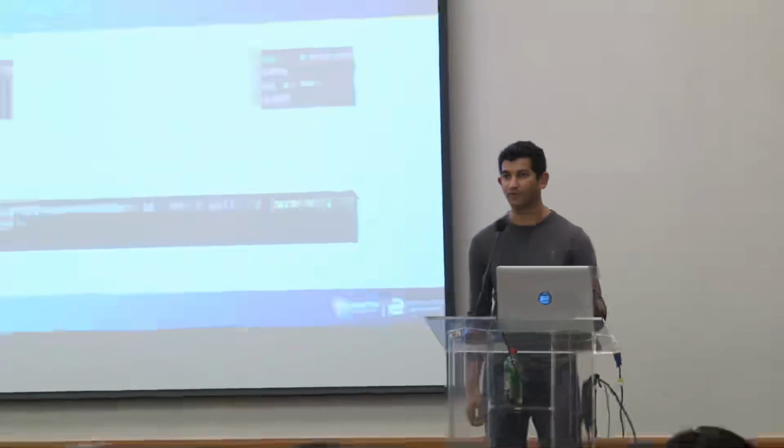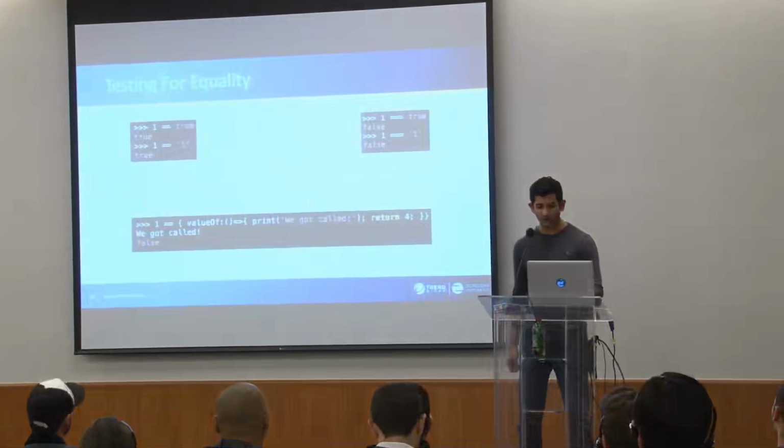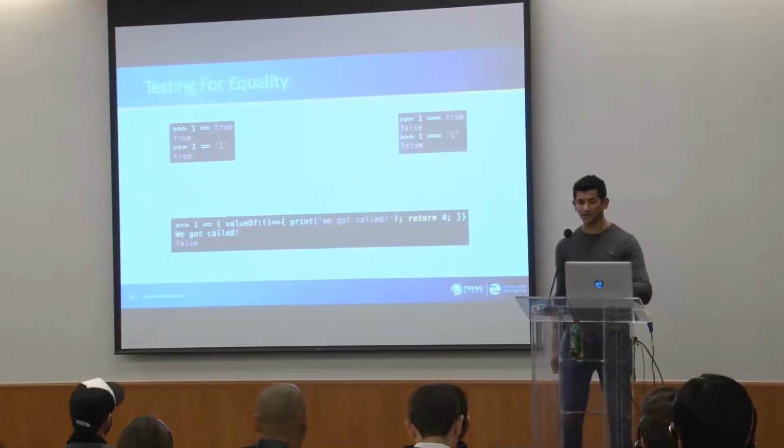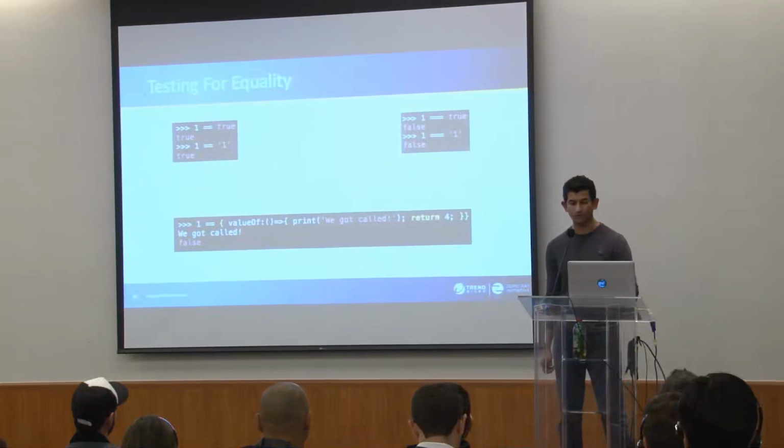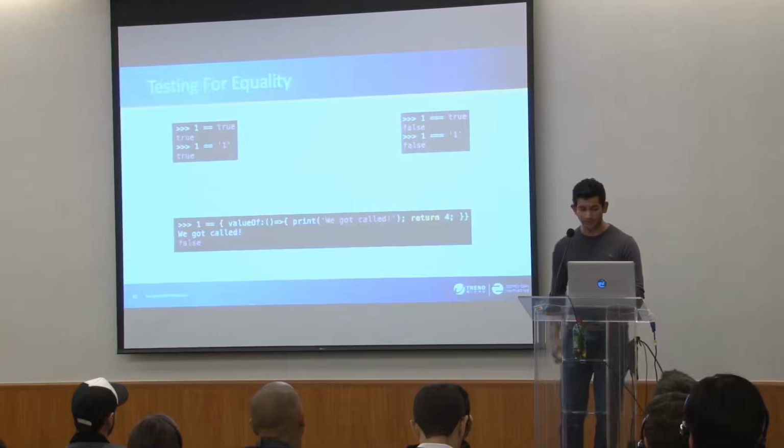And just as a quick example of what that might look like, here we have 1 ==, and then I have this custom object that has a custom valueOf function that when executed is going to print out "we got called", and then it's going to return the value 4. And if we look right after, "we got called" gets printed out, and then false is printed because 1 is obviously not equal to 4.